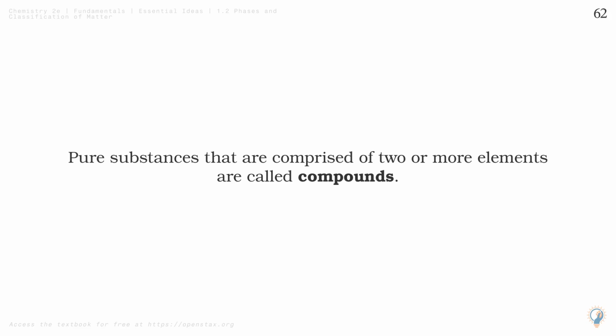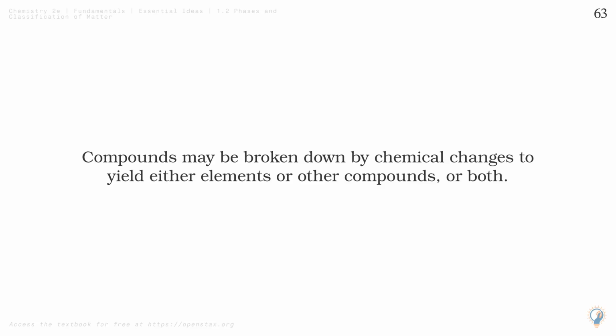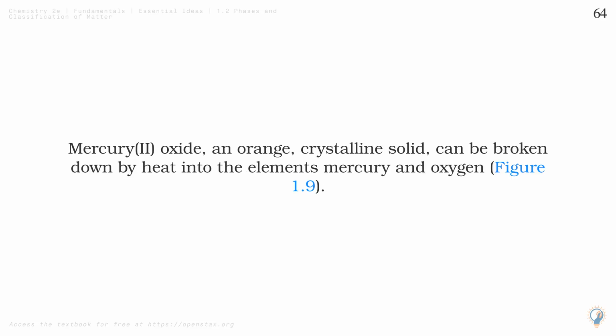Pure substances that are comprised of two or more elements are called compounds. Compounds may be broken down by chemical changes to yield either elements or other compounds, or both. Mercury(II) oxide, an orange, crystalline solid, can be broken down by heat into the elements mercury and oxygen, Figure 1.9.